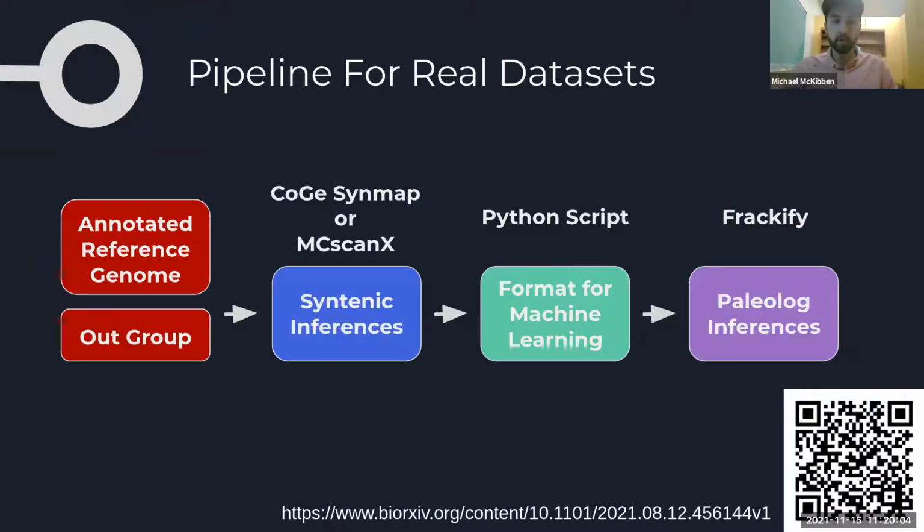So I wrote a pipeline in order to take annotated reference genomes and an outgroup. You can make inferences using either GOJI, SynMap PL, or MCScanX, and use that synteny information to be reformatted in a way that Frackify could understand, and finally make inferences using Frackify. You can find details on everything I've reviewed in this talk so far in the Frackify pipeline on our preprint on bioRxiv, also available at this QR code here.